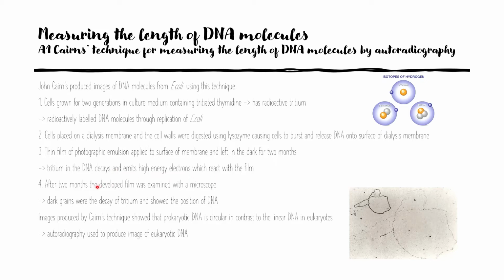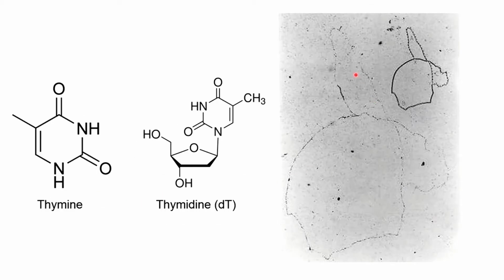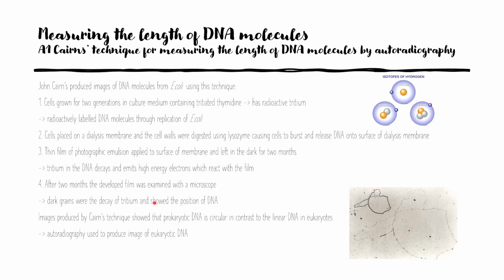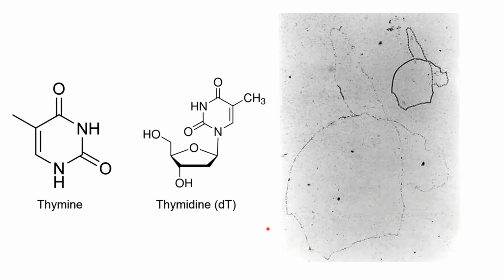After 2 months, the developed film was examined with a microscope. And the dark grains, if we look at this image right here, we can see the dark grains right here. These show the regions of this tritiated thymidine. And he produced images such as this, and this showed us that prokaryotic DNA is circular. If we go back to this image, we can see the dark grains right here. It shows the general structure of prokaryotic DNA, which is circular.